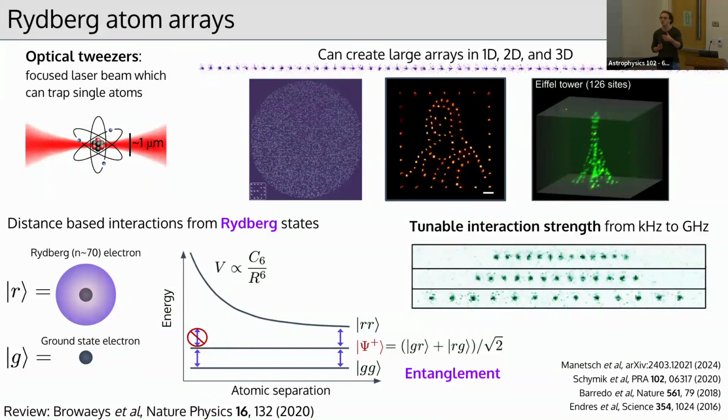And so when we excite them to the Rydberg state with a global pulse, we instead get 1 excitation shared across both atoms, very naturally realizing this form of a Bell state here. And then we can control this interaction from kilohertz to gigahertz just by adjusting the spacing between the atoms.